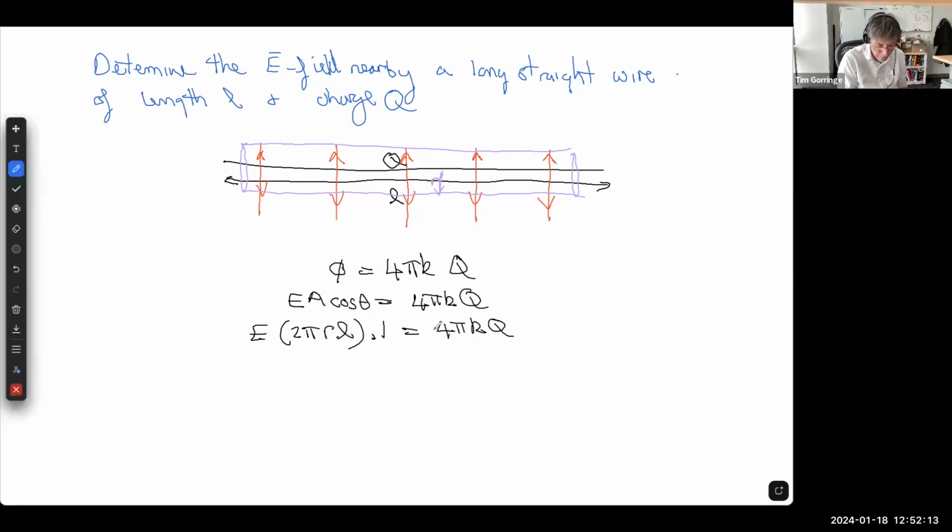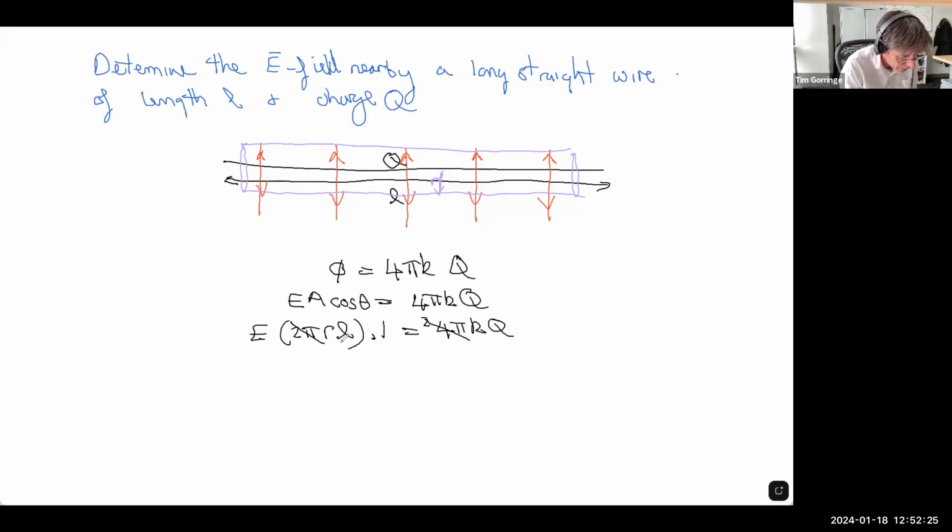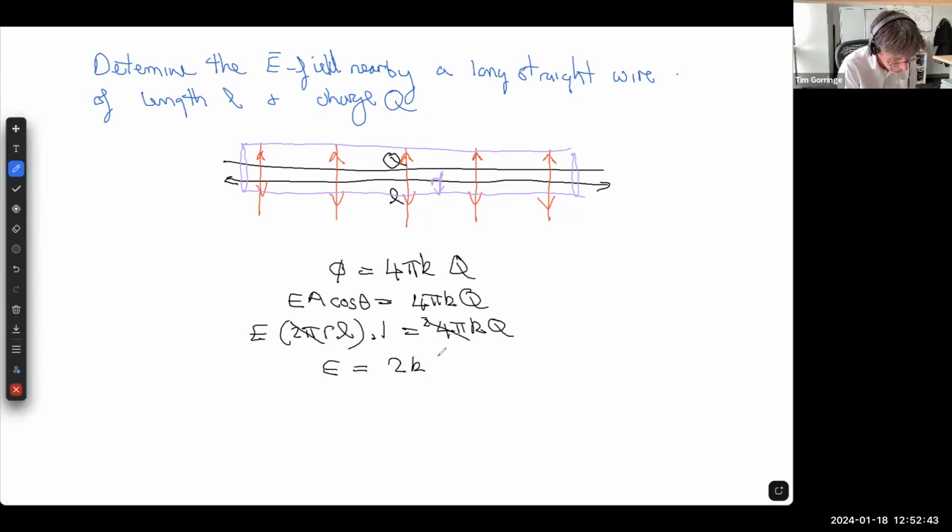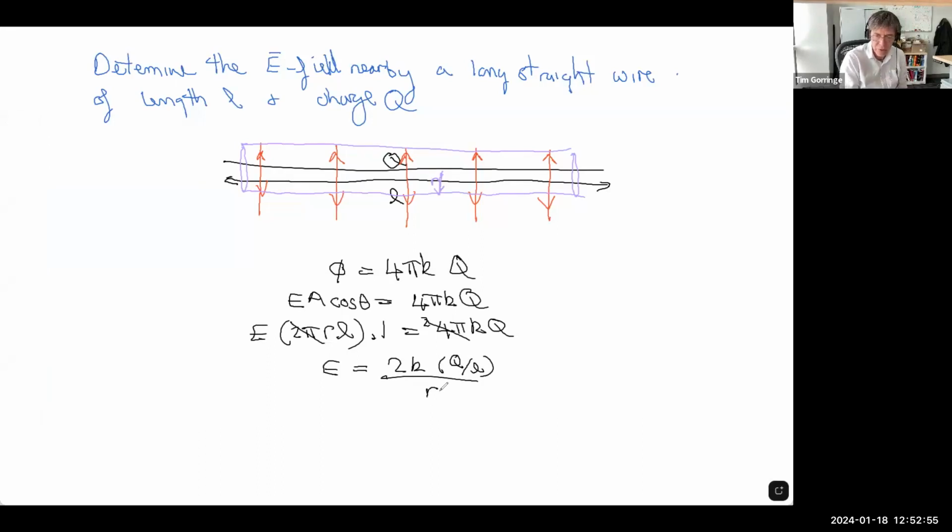If you look at that equation, I can cancel out a 2 pi on the left-hand side with a 2 pi on the right-hand side, leaving a 2 over here. I can divide through by R and L. And if I do that, that gives me an equation for the electrical field at the surface of the Gaussian surface at a distance R from the wire. And that's what I wanted to figure out. So on the right-hand side I get 2K times Q over L, which are features of the wire, the charge on the wire and the length of the wire, divided by the distance from the wire. And that radial distance from the wire is R.